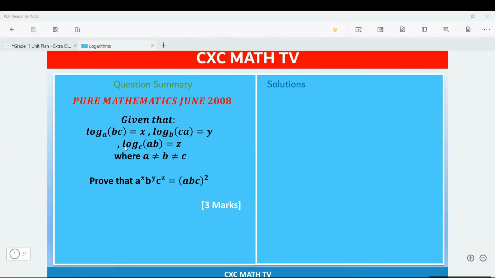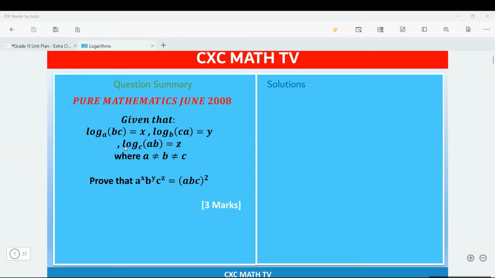All right, so this question was taken from the June 2008 Pure Mathematics, paper 2, and it says, given that the log to base A of BC is X, log to base B of CA is Y, and log to base C of AB is Z, where A is not equal to B, which is not equal to C, prove that A to the X times B to the Y times C to the Z is equal to (ABC) all squared.